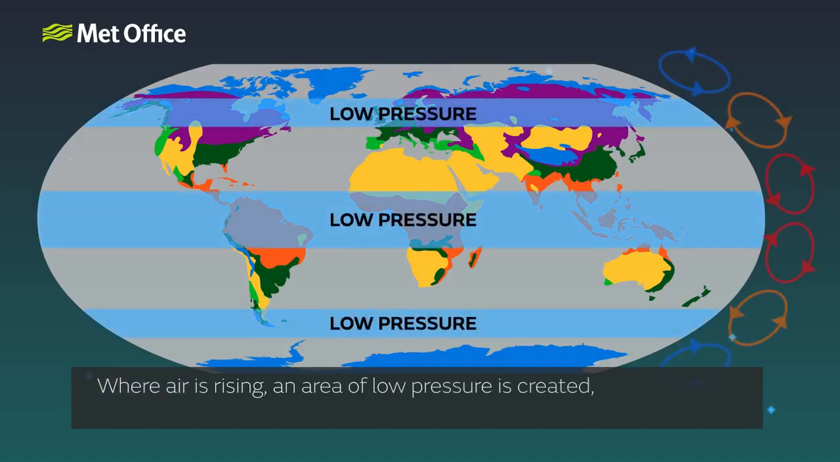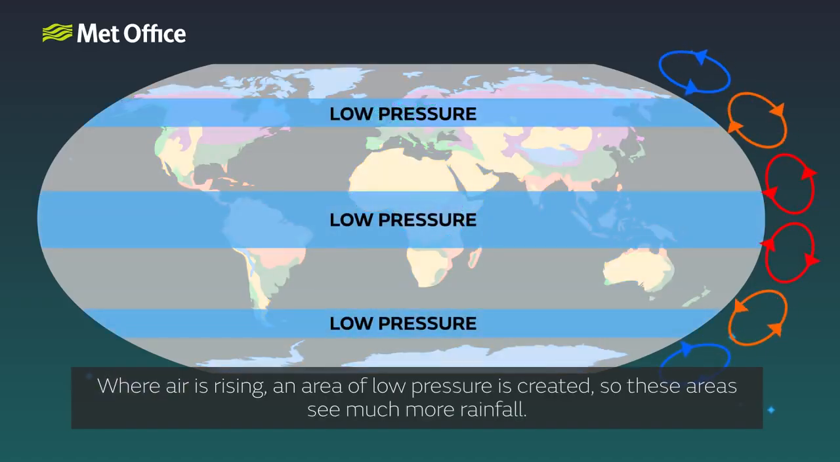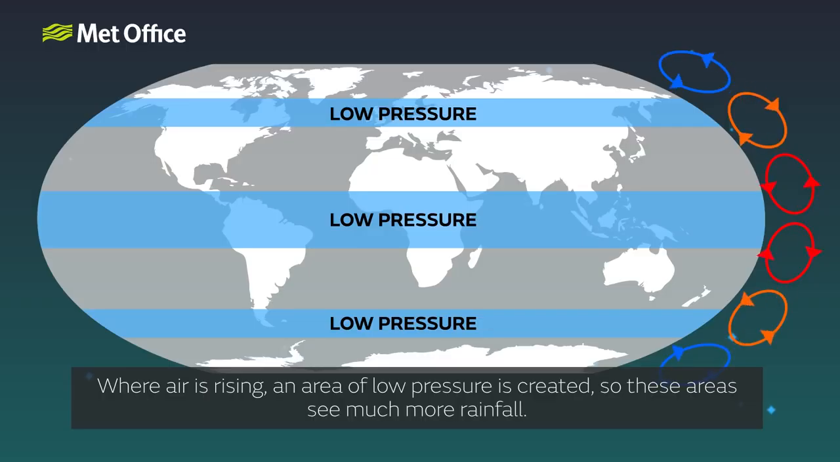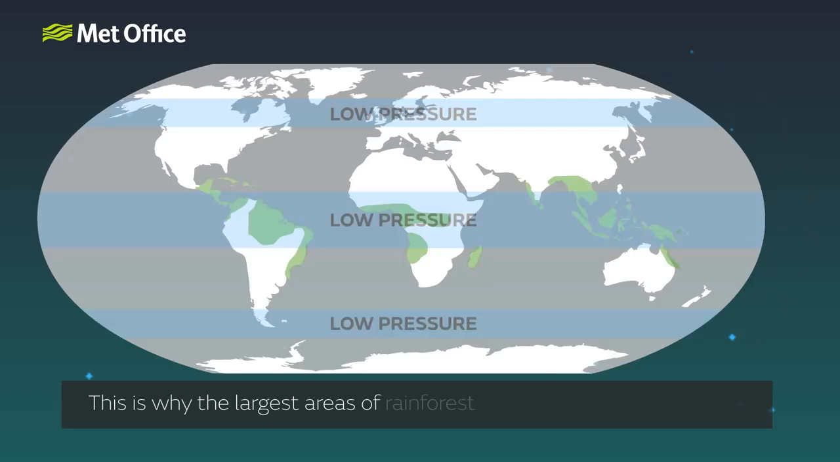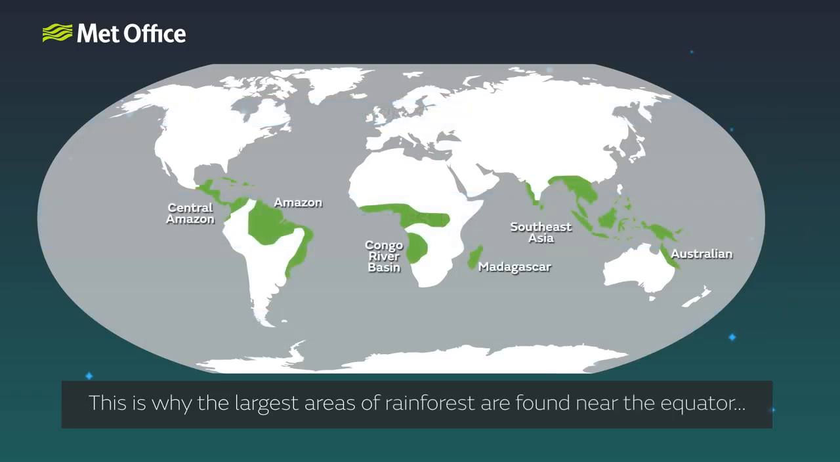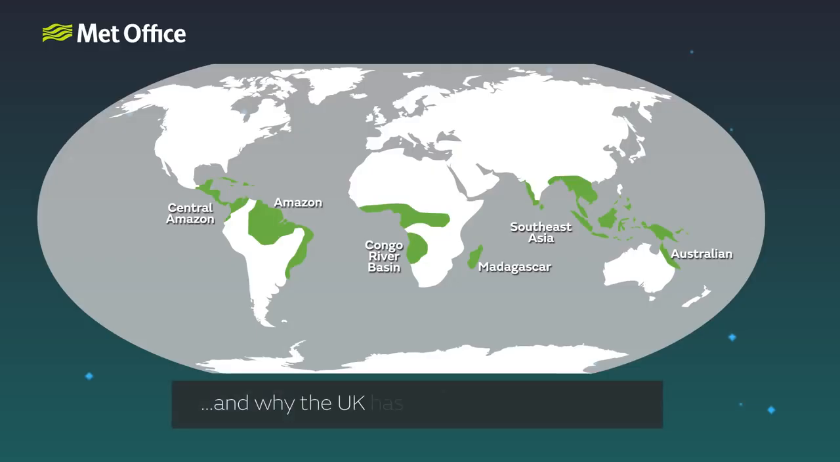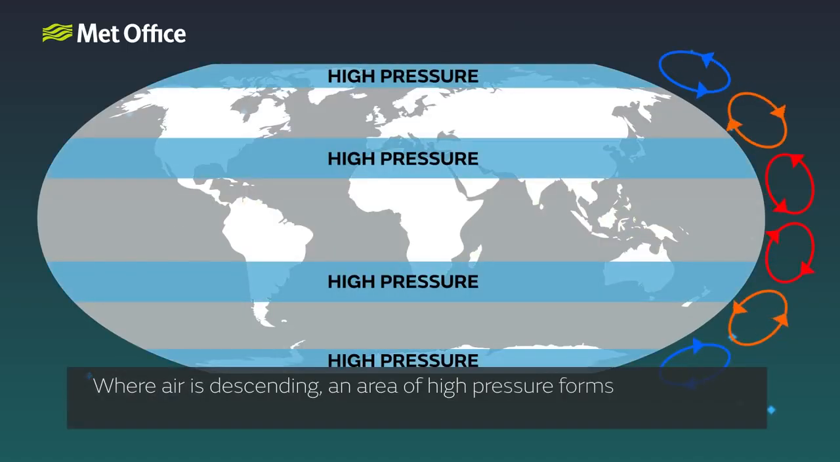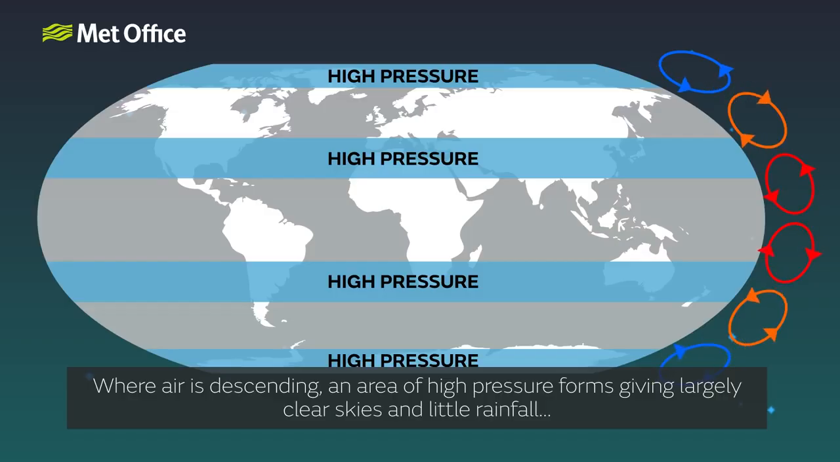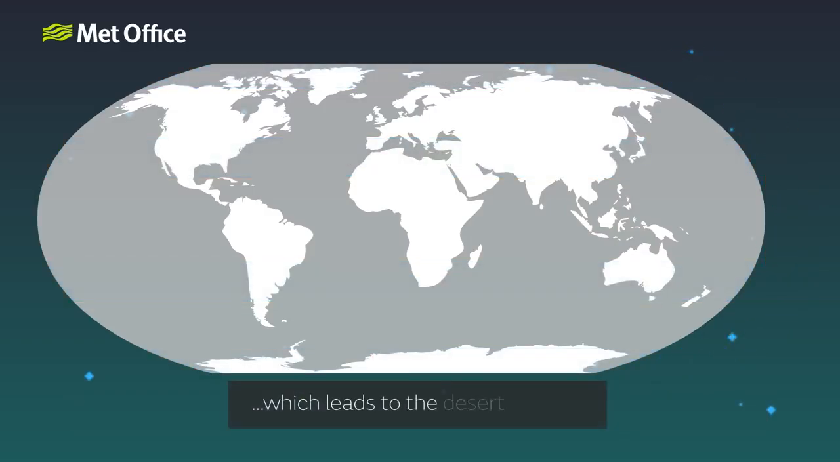Where air is rising, an area of low pressure is created, so these areas see much more rainfall. This is why the largest areas of rainforest are found near the equator, and why the United Kingdom has a relatively wet climate. Where air is descending, an area of high pressure forms, giving largely clear skies and little rainfall, which leads to the desert regions.